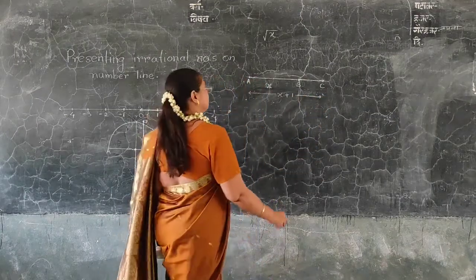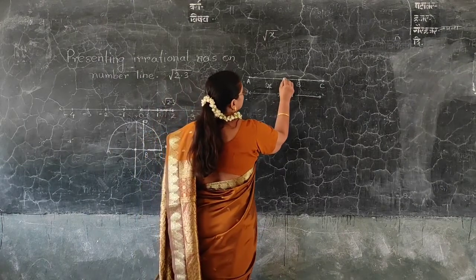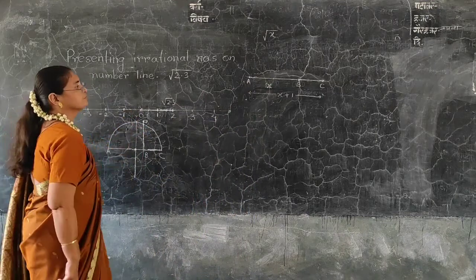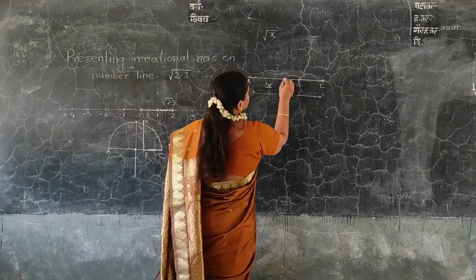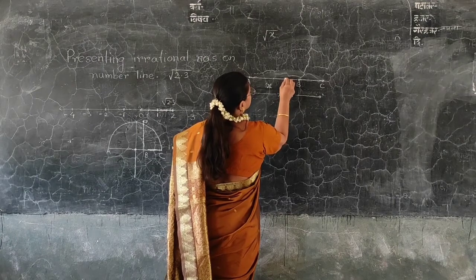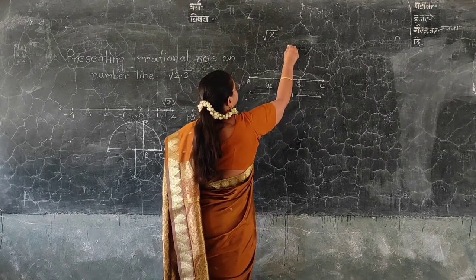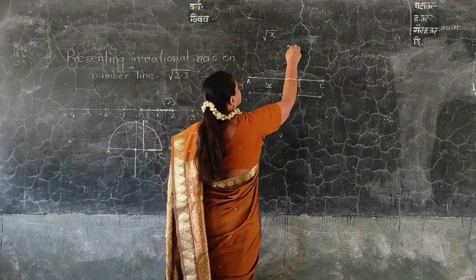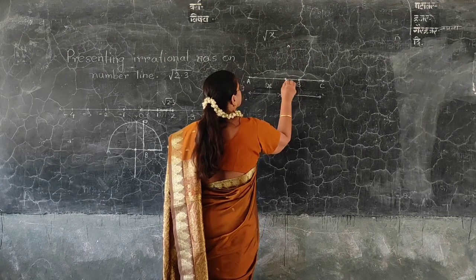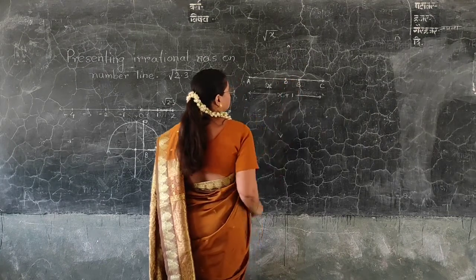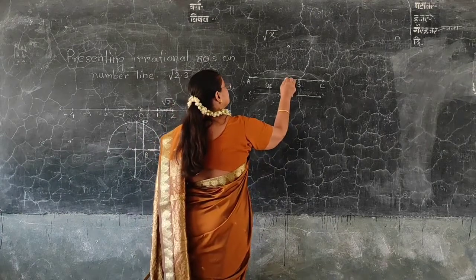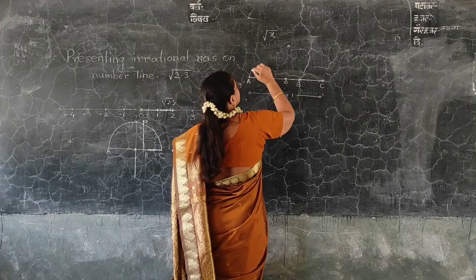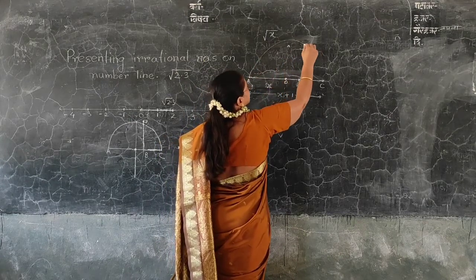Okay, understood? Then we take the midpoint by drawing perpendicular bisector. We take midpoint. That means let us take this midpoint here. By drawing perpendicular bisector, we find the midpoint. Let us take this midpoint as O. And then we draw a circle taking this radius, half circle.